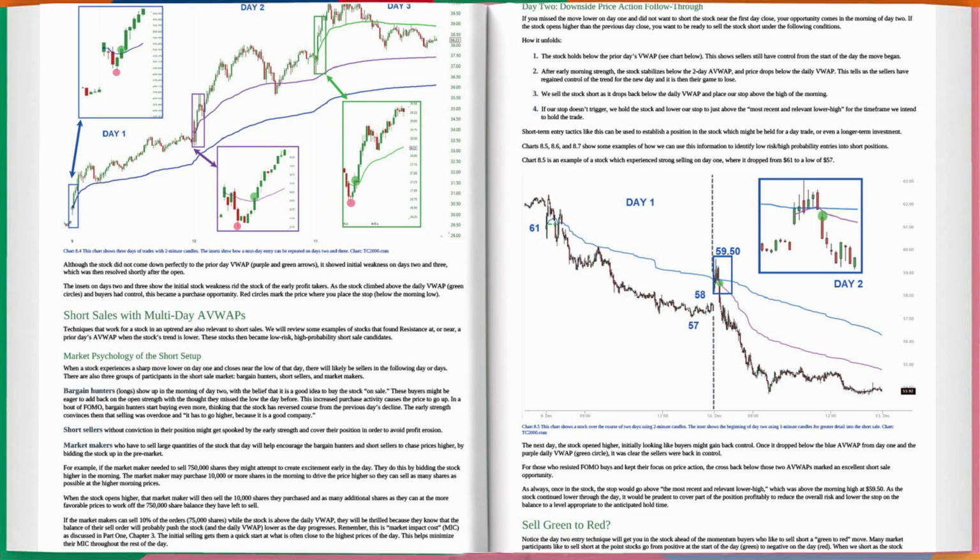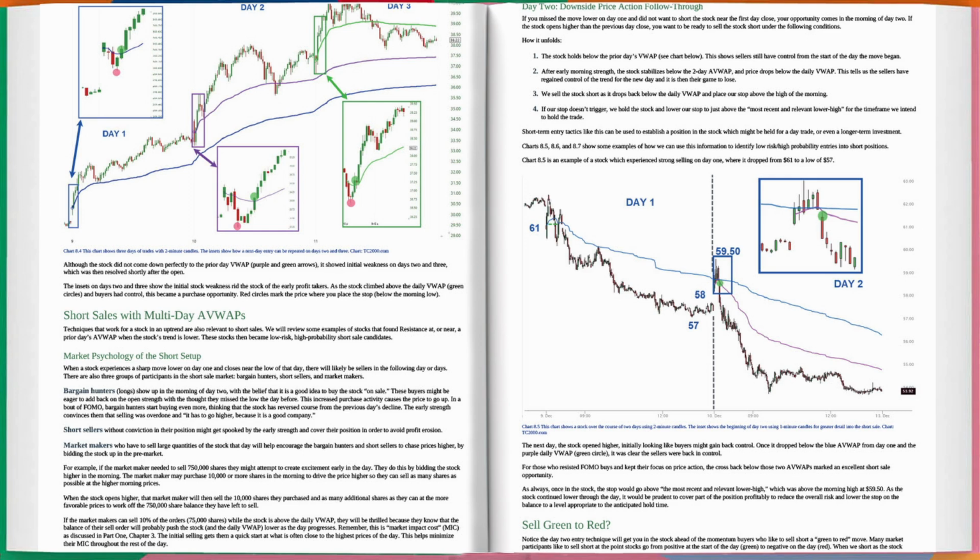When the stock opens higher, that market maker will then sell the 10,000 shares they purchased, and as many additional shares as they can at the more favorable prices to work off the 750,000 share balance they have left to sell. If the market makers can sell 10% of the orders, 75,000 shares, while the stock is above the daily VWAP, they will be thrilled because they know that the balance of their sell order will probably push the stock and the daily VWAP lower as the day progresses. Remember, this is market impact cost, Mike, as discussed in Part 1, Chapter 3. The initial selling gets them a quick start at what is often close to the highest prices of the day. This helps minimize their MIC throughout the rest of the day.